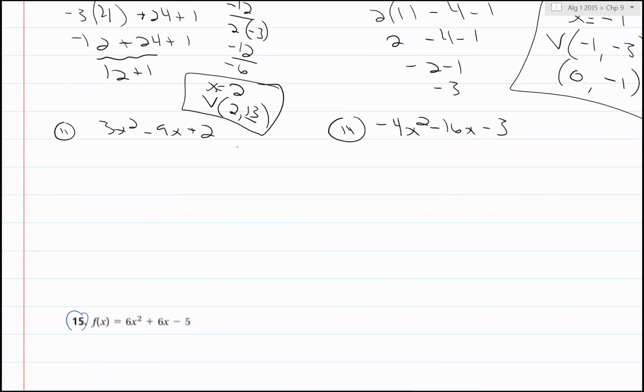Number 11. You would think this isn't going to be too bad. Negative b over 2a, because I see 9 over 2 times 3. But notice what happens. I get 9 over 6, so I get 3 over 2. You may use 1.5. I'm going to continue working with you to review how to deal with those fractions.